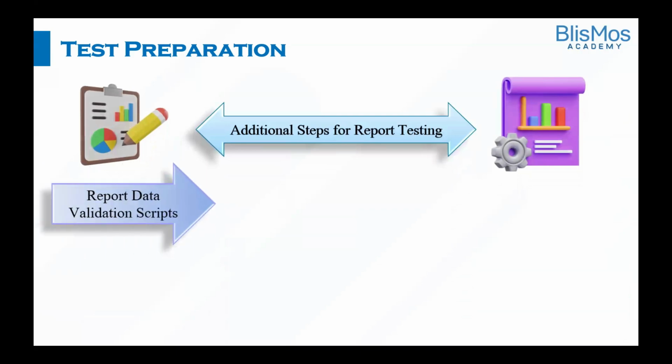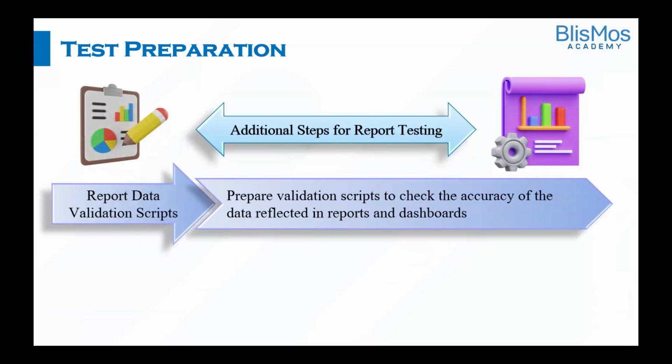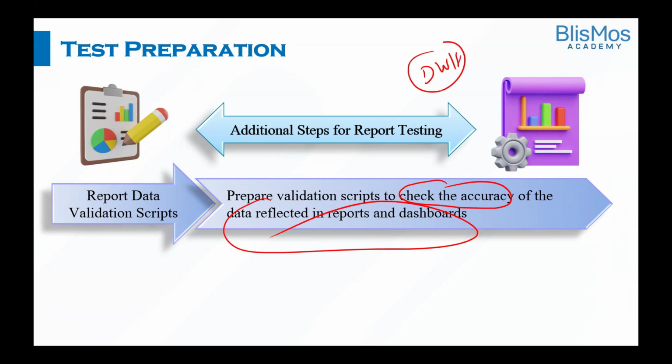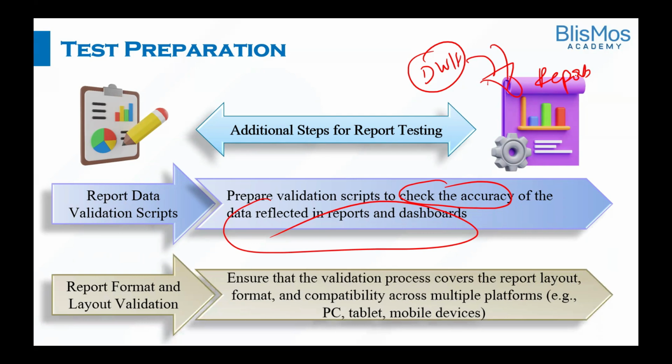In case it is report testing, then we also have to look at additional steps. Like how do you check the accuracy of the data reflected in the reports? You have data in the data warehouse. How is that getting reflected in the reports? That also is an additional step. One more important thing in report testing is the layout. For example, what should the layout be? Whether we should consider a pie chart or bar chart, and what the border should be. All those aspects should also be documented as per the requirements.